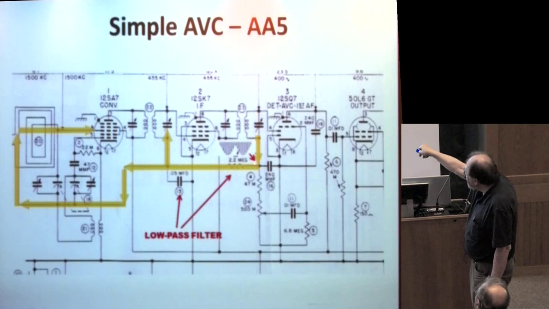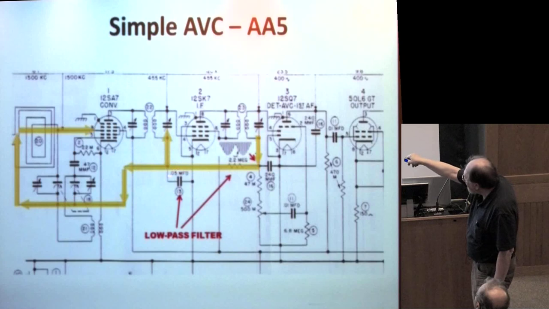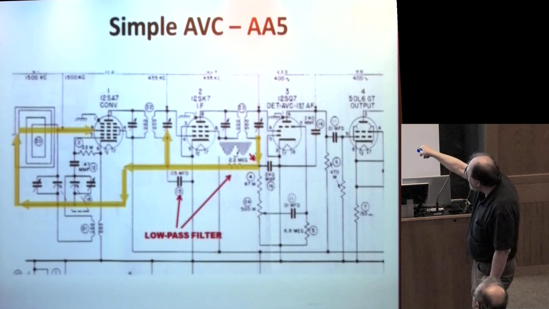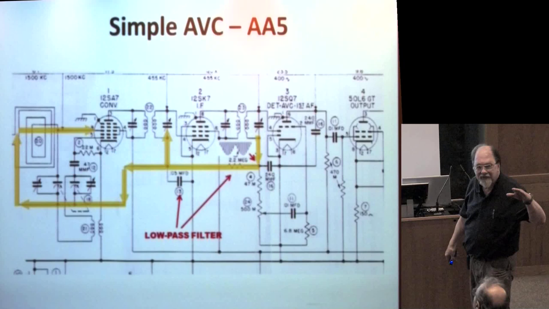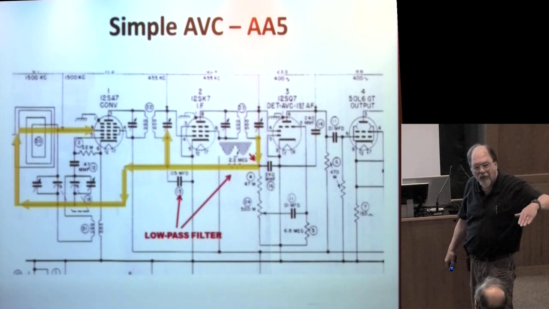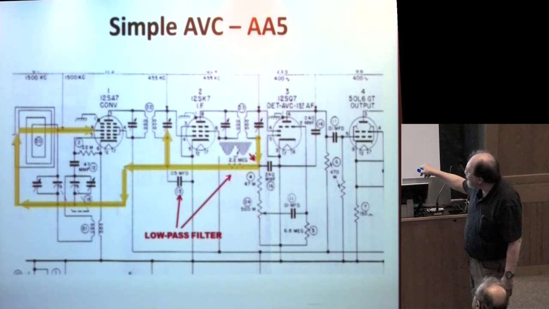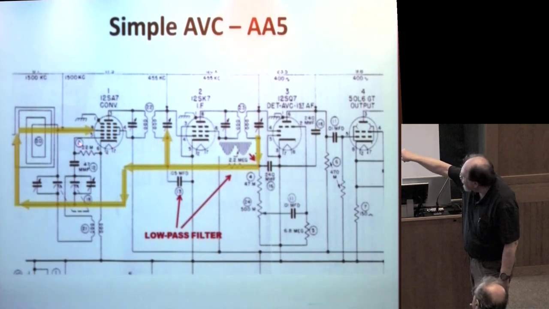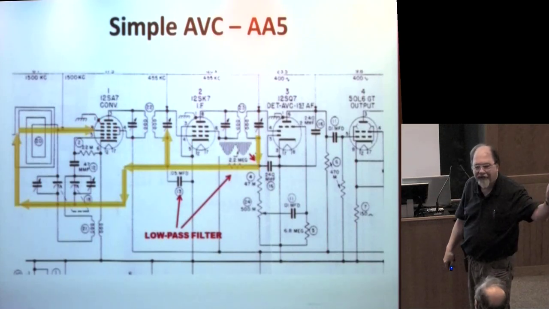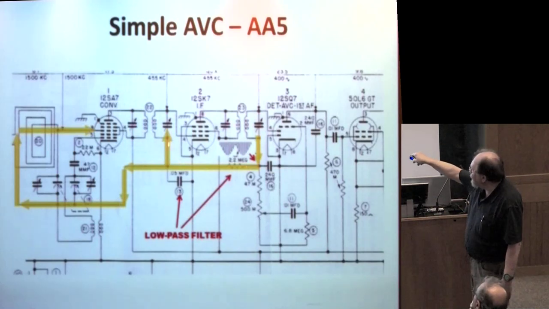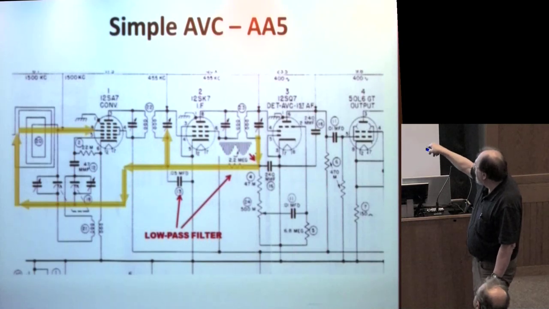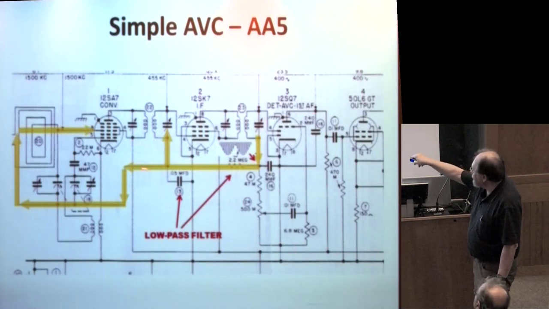Meanwhile, we grab the DC portion of this thing through a high-value resistor and a capacitor out here to low-pass filter it, so we get that steady DC signal proportional to the signal strength, and we apply it to the grid of the IF amplifier. And the converter tube out here, the signal grid here in the middle, is also a remote cutoff grid. So it's boom, boom, boom, boom, and the capacitors here and over here that do the filtering.